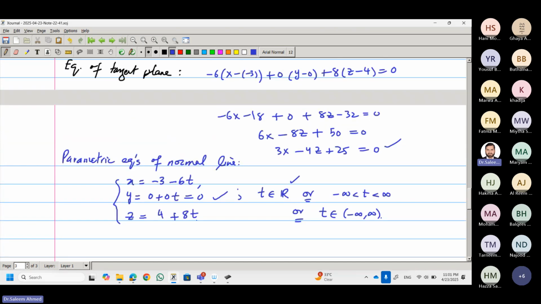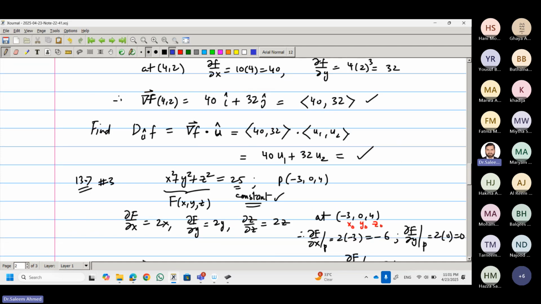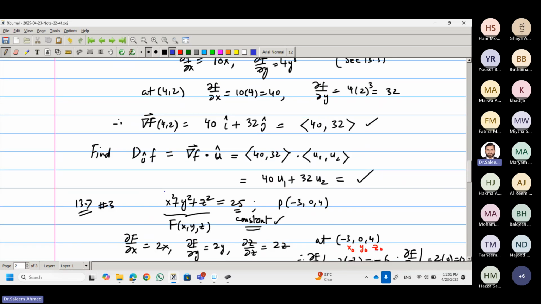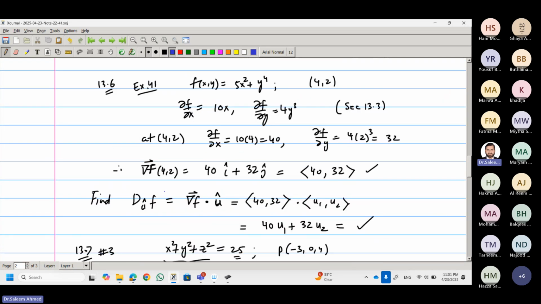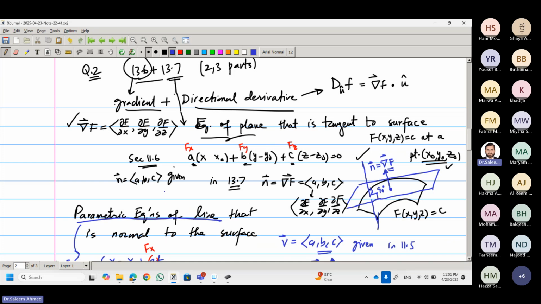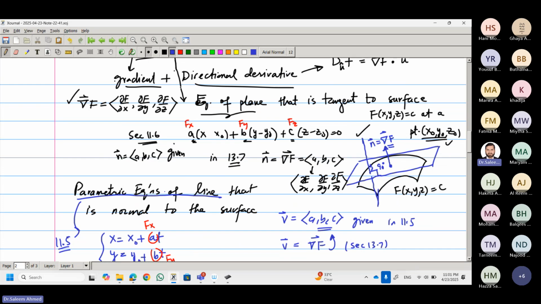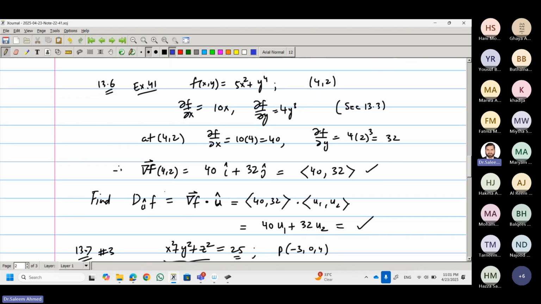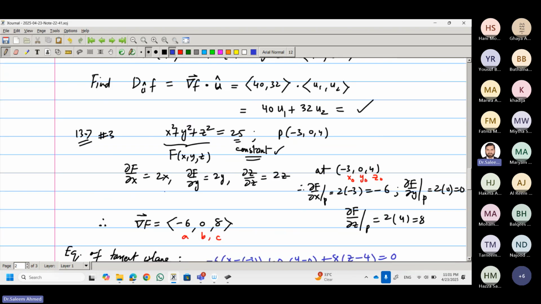So these are the two questions that are important in 13.6 and 7. And as I said, I will combine them and give you one question. I may ask you in the first part, find the gradient. Then I can ask you to find the directional derivative, equation of tangent plane, normal line. So they are all related to each other.